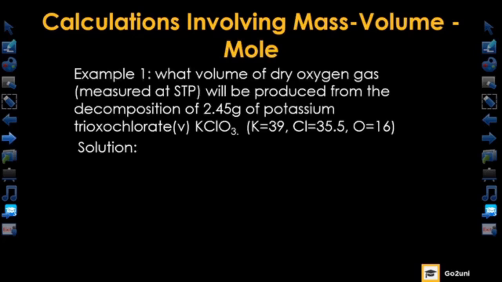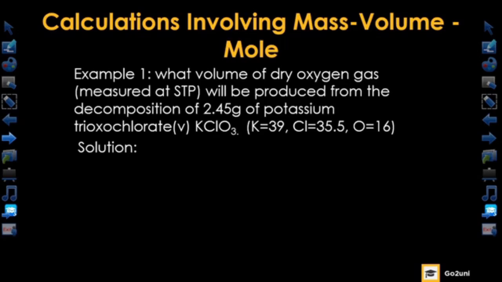The question says, we should calculate the volume of dry oxygen gas measured at STP, which will be produced from the decomposition of 2.45 grams of potassium chlorate(V), KClO3. And we are given the atomic masses in brackets. What volume of dry oxygen gas? That's the question. We have to calculate the volume of dry oxygen gas at STP that will be produced from potassium chlorate(V), and the potassium chlorate(V) provided is 2.45 grams.